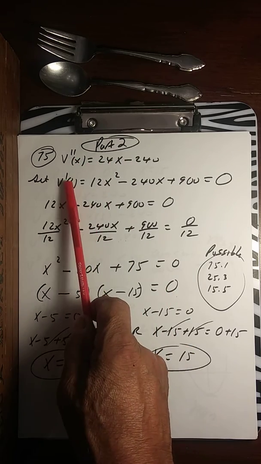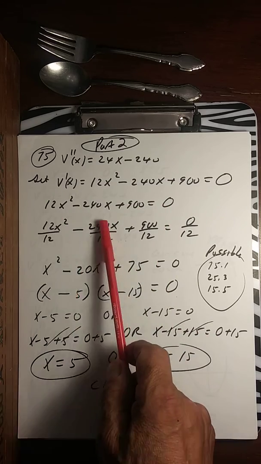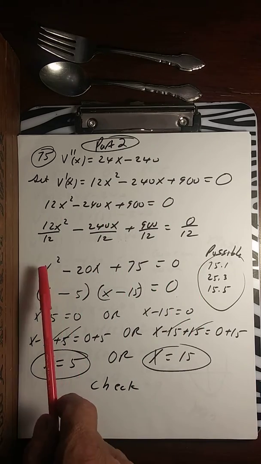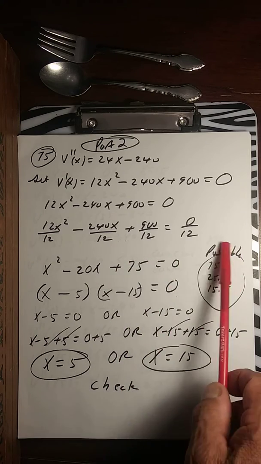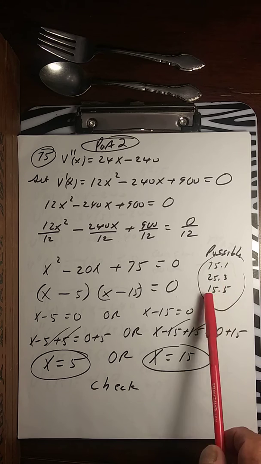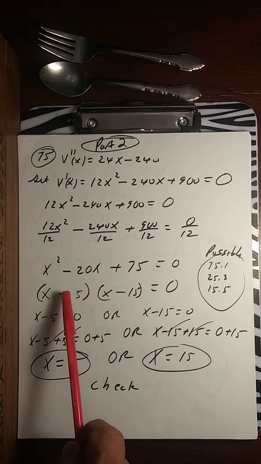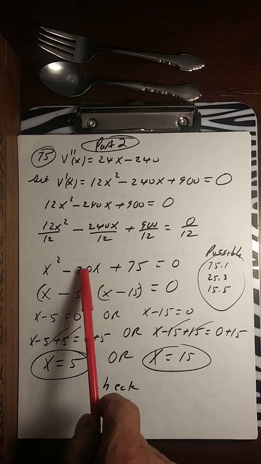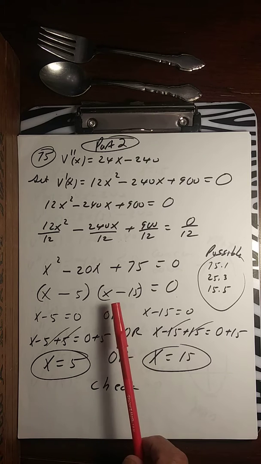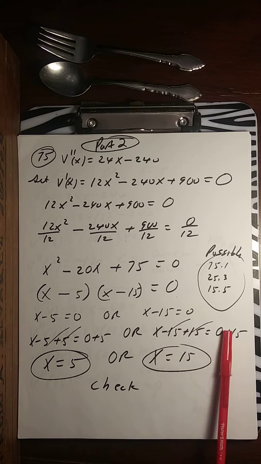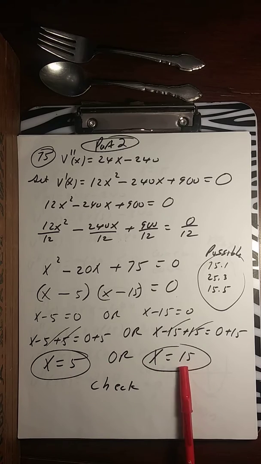Now, let's set the first derivative equal to 0. Divide by 12: x squared minus 20x plus 75 equals 0. So for this one, the possible numbers are 75 and 1, 25 and 3, 15 and 5. 5 and 15, negative and negative. Is that going to give you 75? Yes. Add them together, 20, yes. x minus 5 equals 0, add 5, x equals 5. x minus 15 equals 0, add 15, x equals 15. So 5 and 15 are critical points.